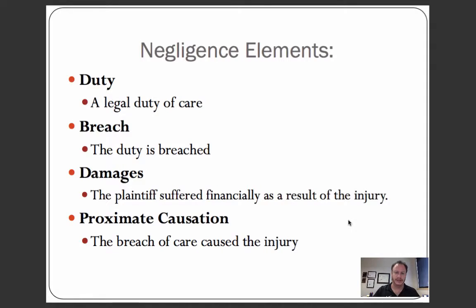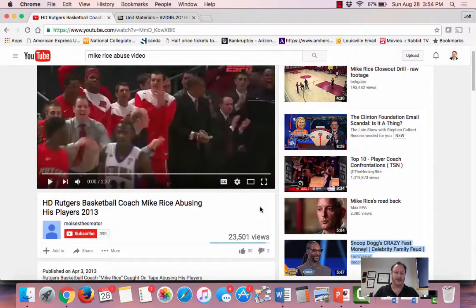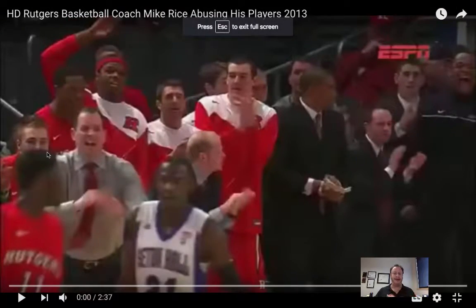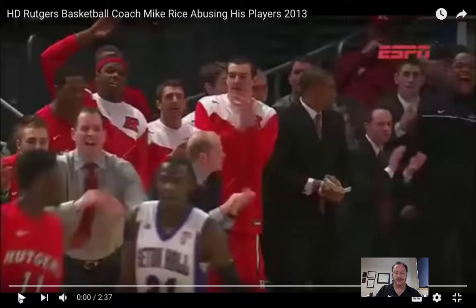So let's take an example of this to help illustrate the concept. I imagine that many of you have either heard of Mike Rice or heard of the scandal involving Mike Rice, but we'll take a couple of minutes and we'll come back and talk about this shortly. But this is a great way to illustrate from a 10,000-foot viewpoint the concept of negligence.